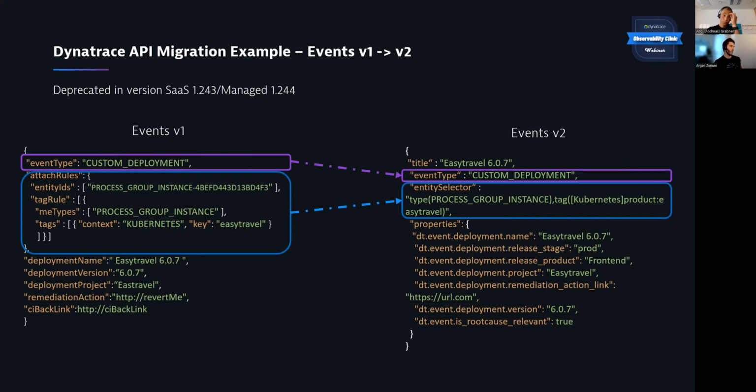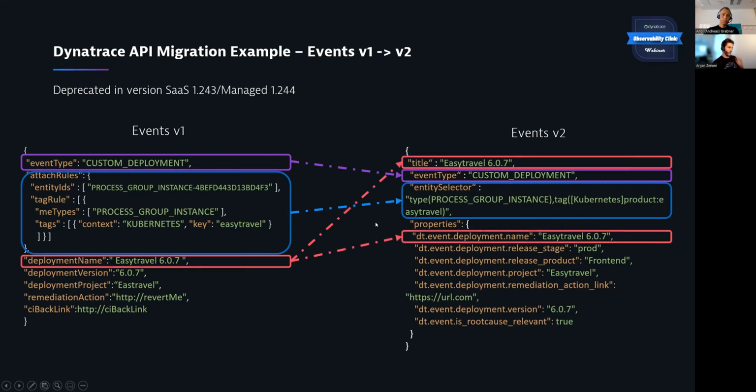Previously with V1, you were forced to use the entity IDs with a combination of tags. That's no longer the case with V2. We are using the entity selector. We are able to simply use a tag for given entity types, and that event will then be pushed to that entity type. So the idea of keeping track of your IDs is no longer your job.